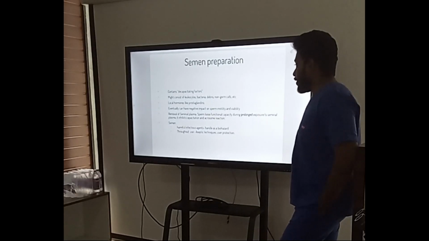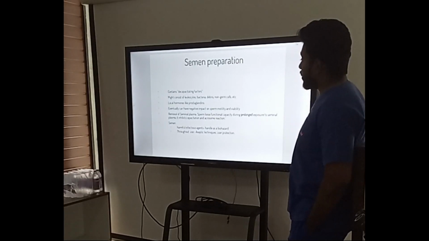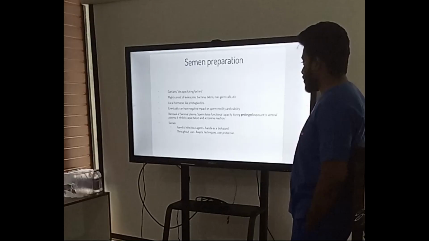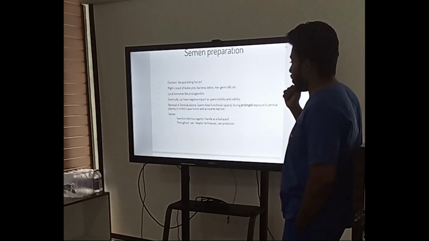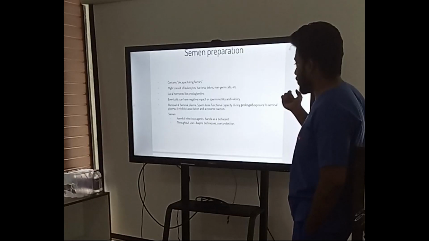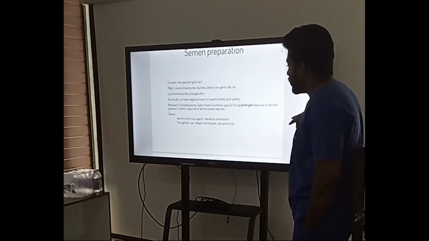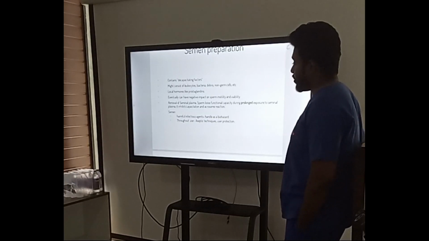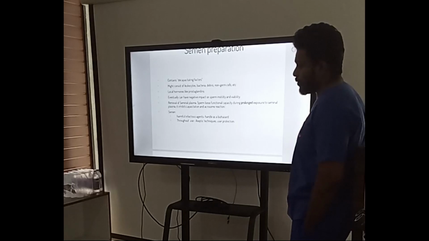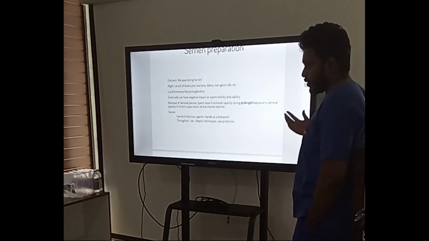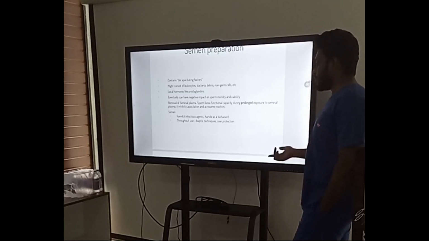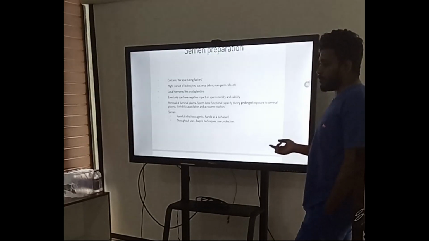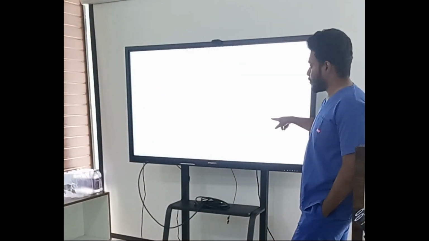So by doing the semen preparation, we are avoiding leukocytes, bacteria, debris and non-germ cells, local hormones like prostaglandins, and eventually the negative impact on spermatogenesis and viability. So if there is a larger number of leukocytes, it will induce ROS, reactive oxygen species, in the ejaculate, which will indirectly impact the DNA health of the sperm.